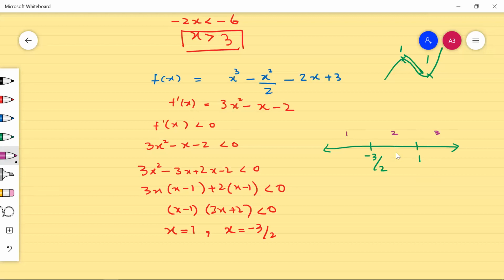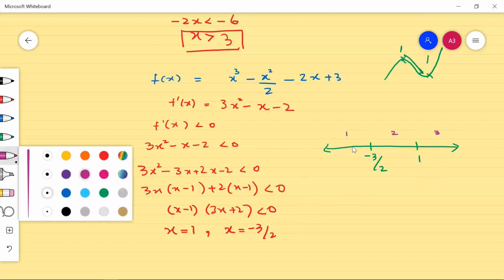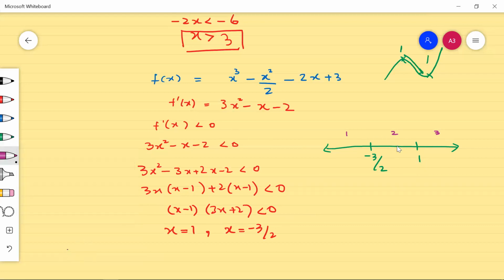I said always select a number from region 2 and put it in this inequality. If the inequality is satisfied, it means region 2 is our solution. If not, then the rest, regions 1 and 3, are our solution. So how do we find this? We know that 0 is lying between these two, 0 is lying in region 2.